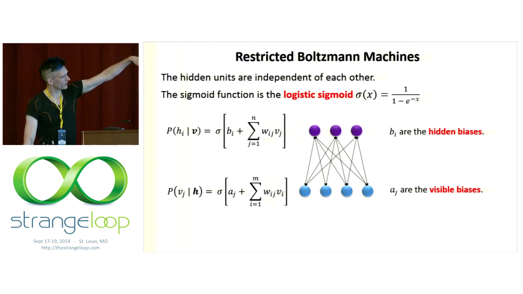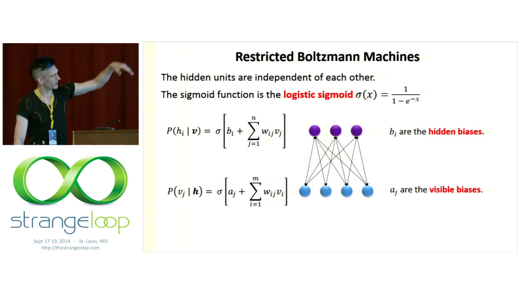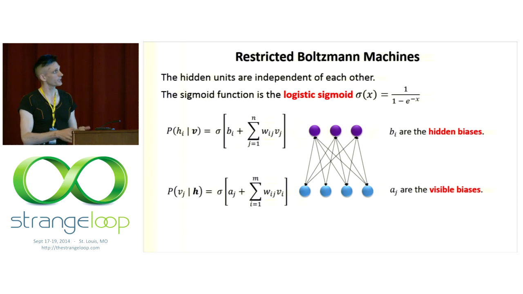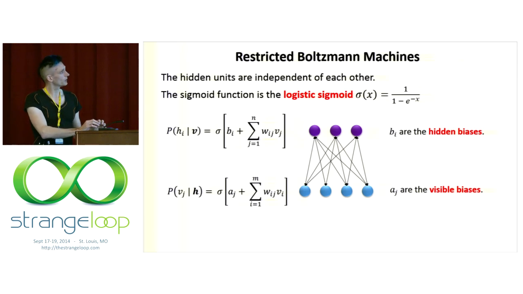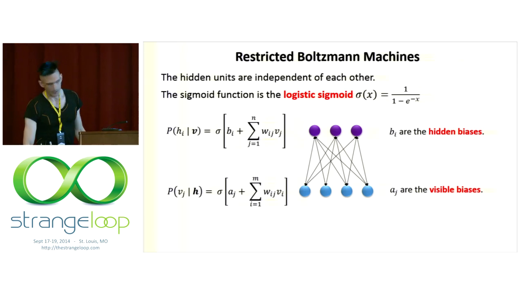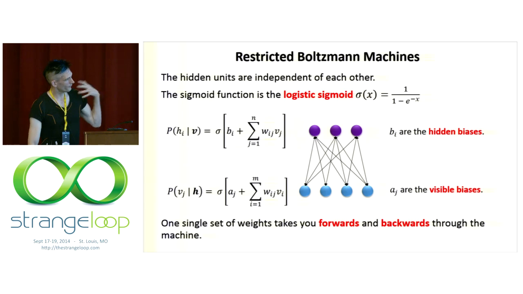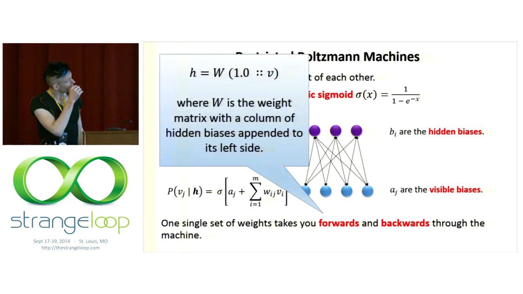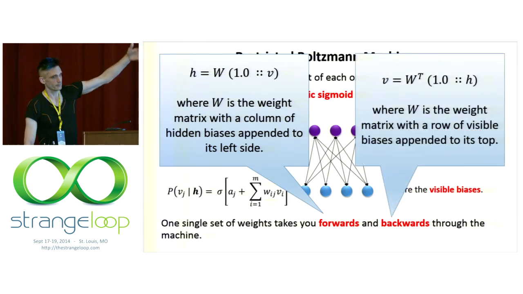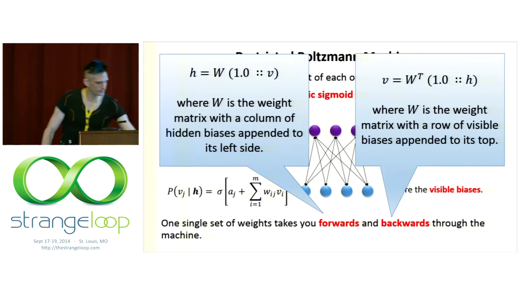You've got, as I say, biases there. That's fine. You can incorporate the biases. The B's can become the left-hand column of your big weights matrix. The A's then become the top row. And then once you've got that, you've got a single set of weights taking you forwards and backwards through the machine. And there's a couple of lovely, elegant, beautiful closed-form formulas that let you start traveling through your net.